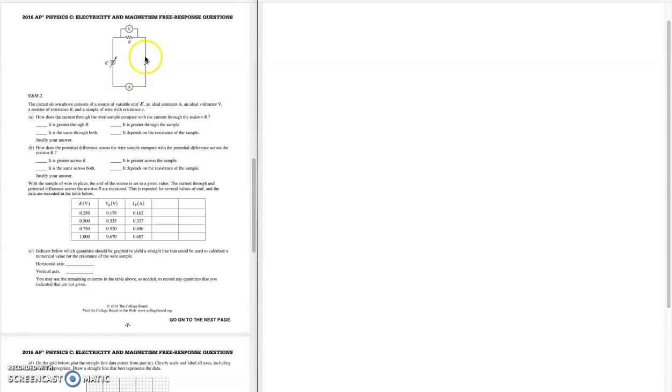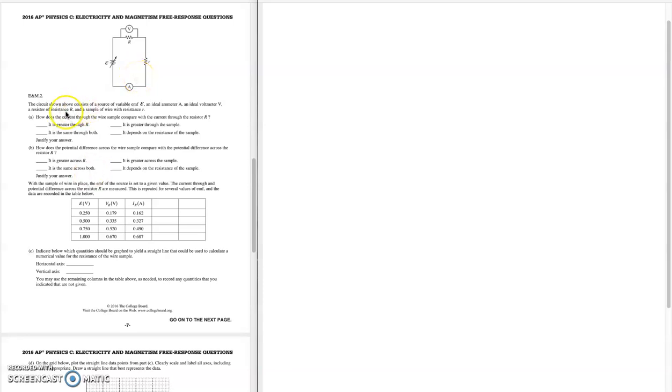We have a wire sample over here. That's just going to be another resistor. And we have initially an ideal ammeter. Later on they're going to change that. An ideal ammeter means it has zero resistance and it does not affect the overall resistance of the circuit, and therefore the current.